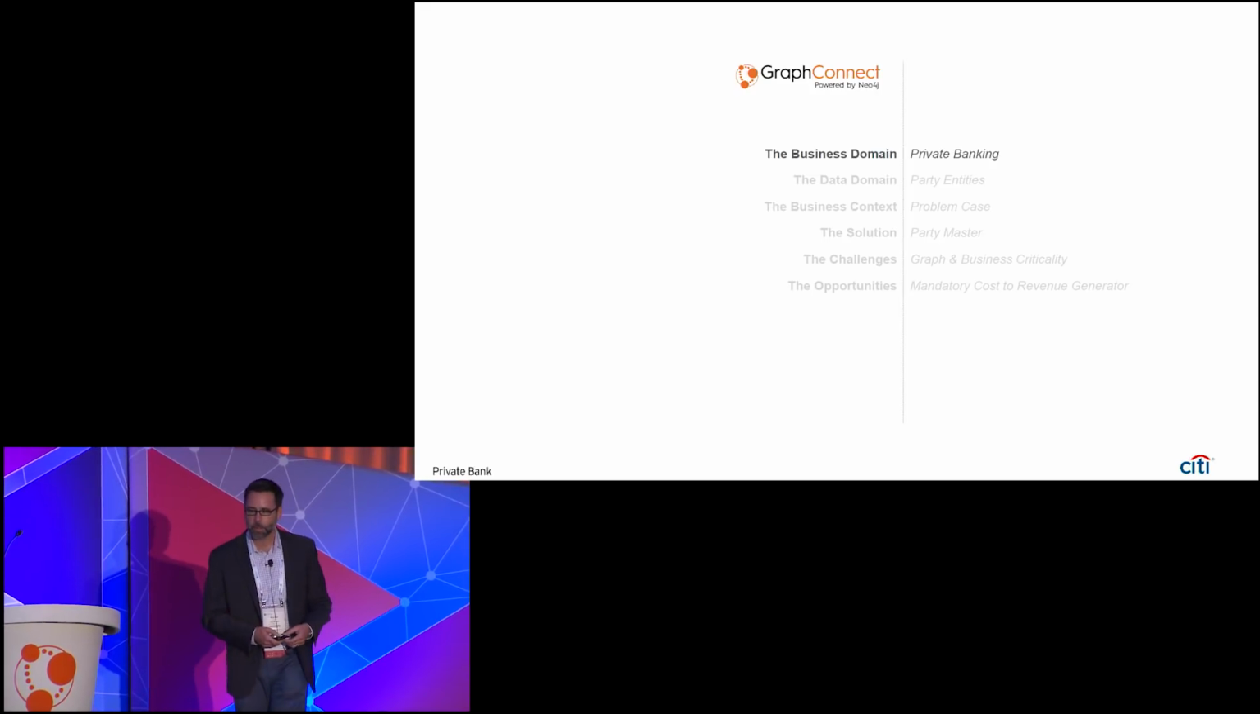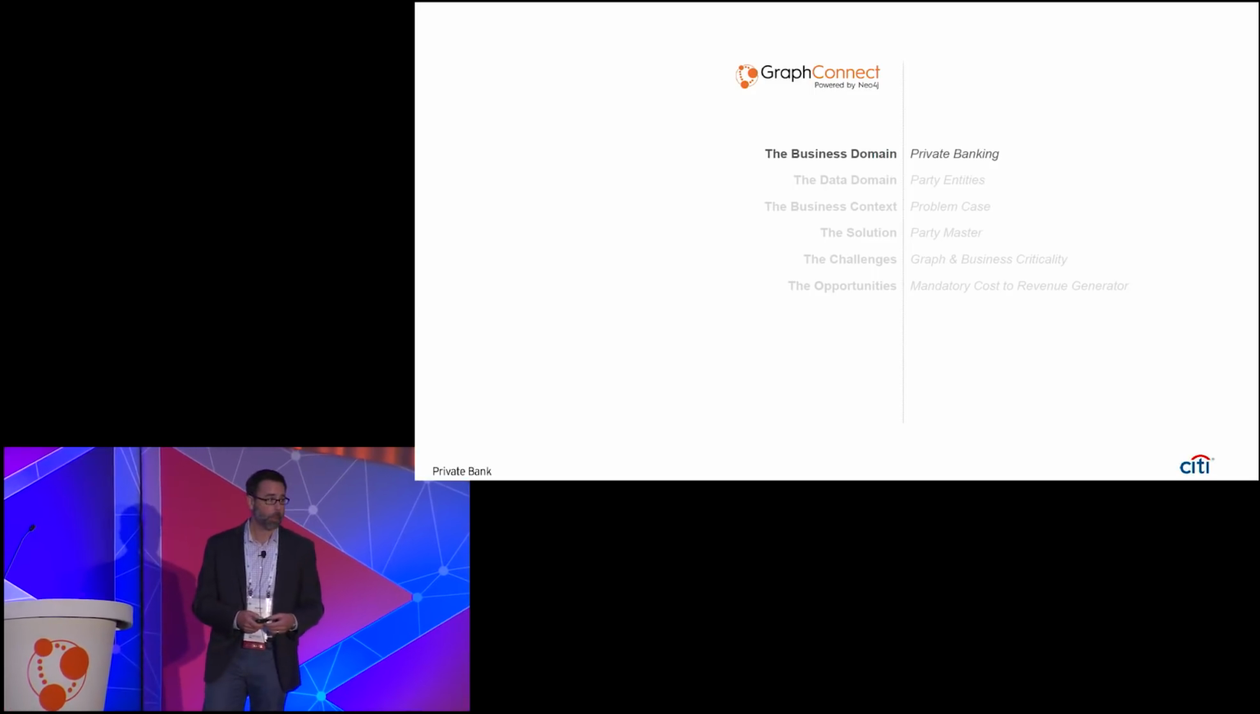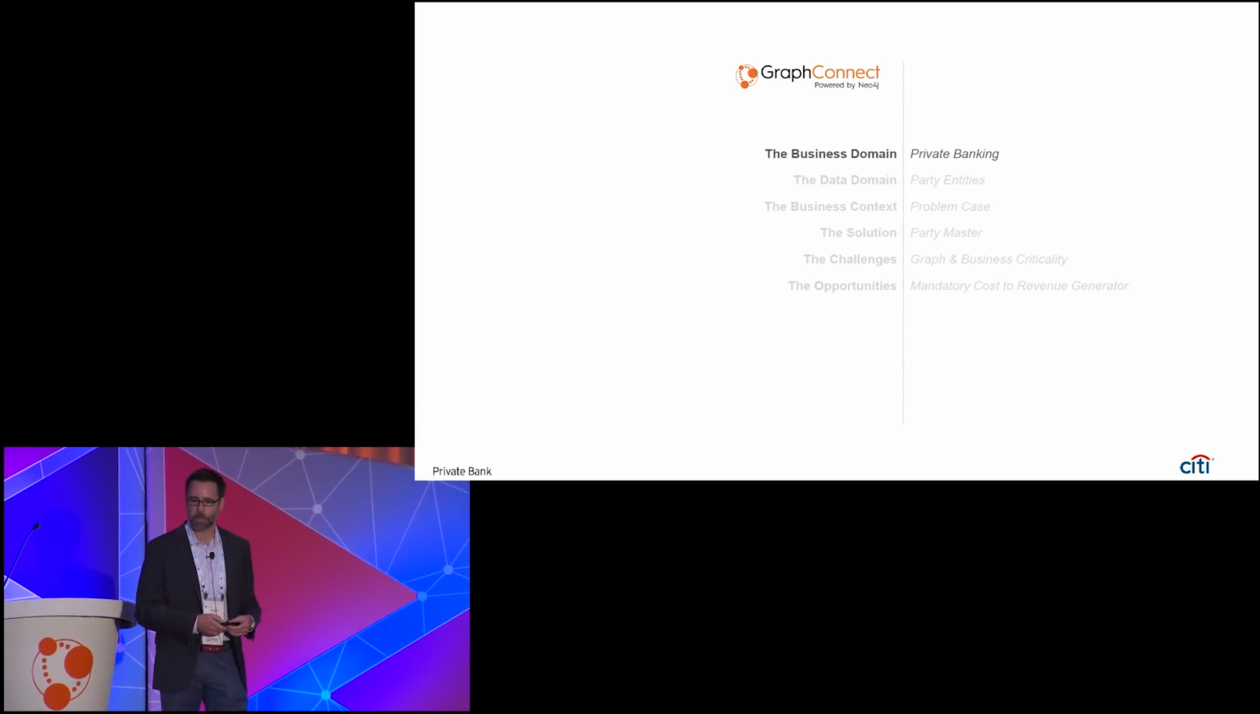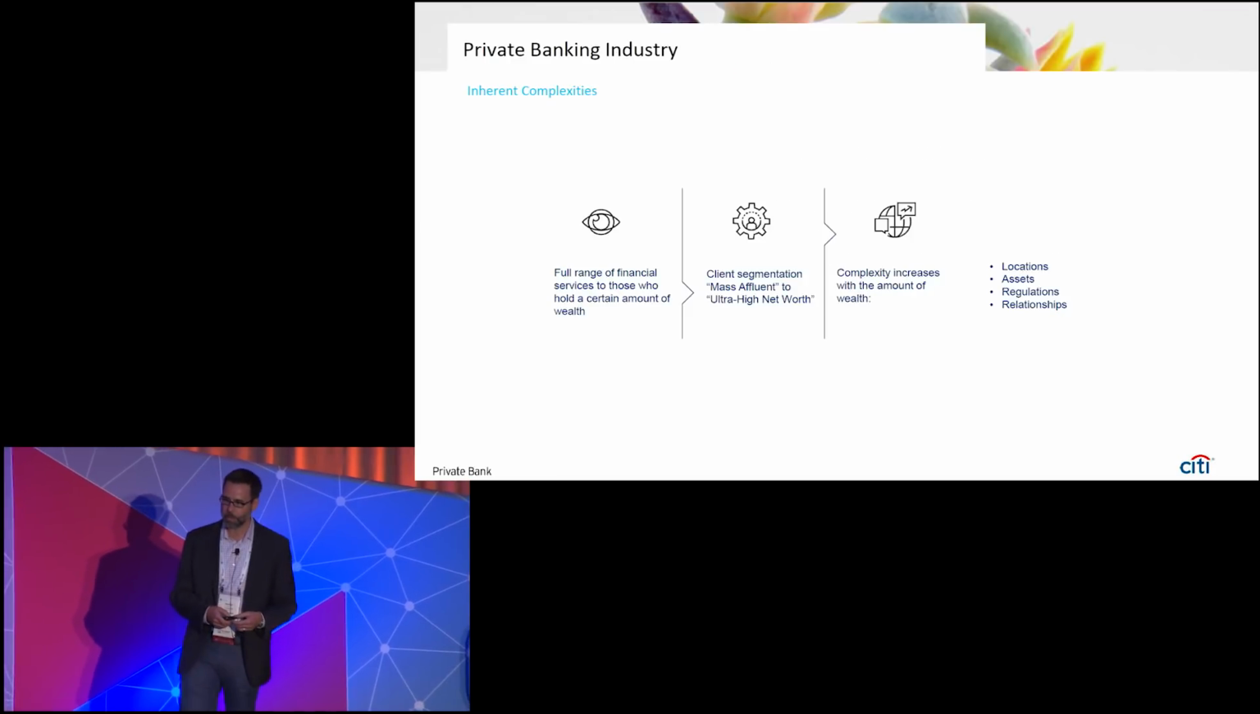We'll talk about the business domain, set some context. We'll talk a bit about the data domain, so what we're actually putting into the graph at a high level. Talk about the problem that we were trying to solve, the solution that we arrived at, some of the learnings that we had along the way, and then where we see the opportunities in what we've built moving forward.